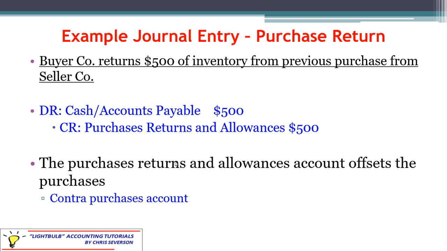Now this is a contra purchases account. So whatever you refer to the purchases account as, which again I would prefer asset, this would make this a contra asset, which offsets it. So the purchase returns and allowances offsets that purchases account.